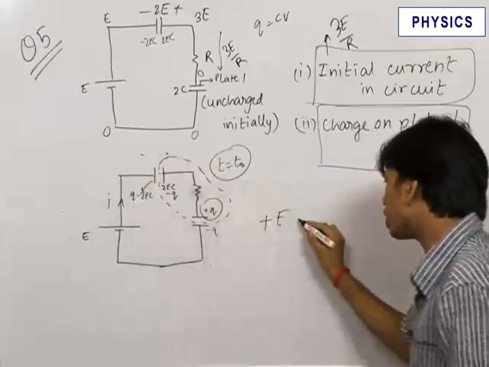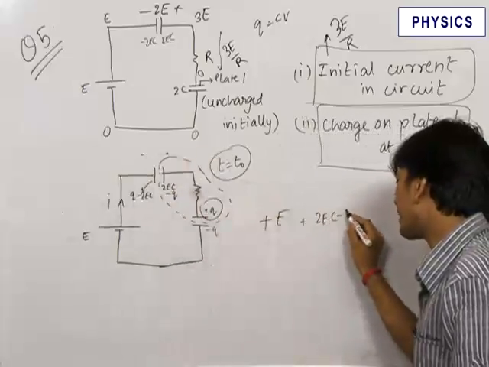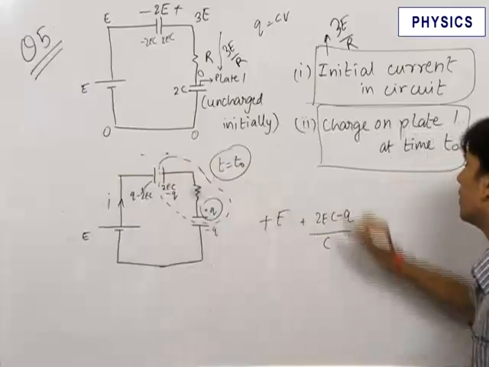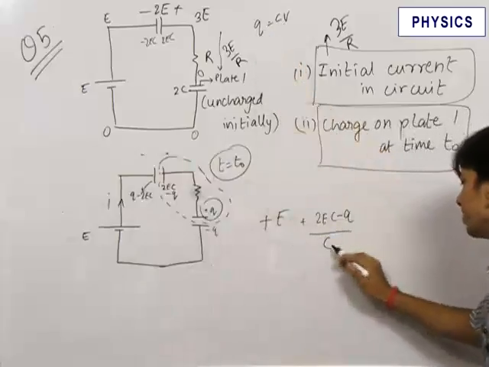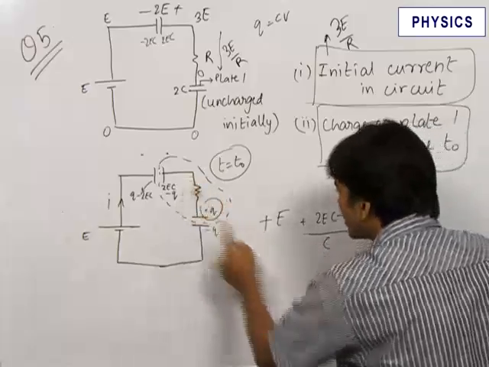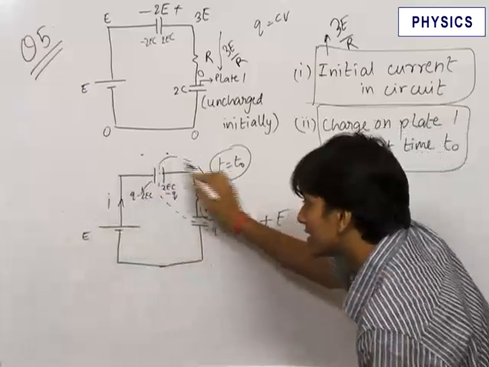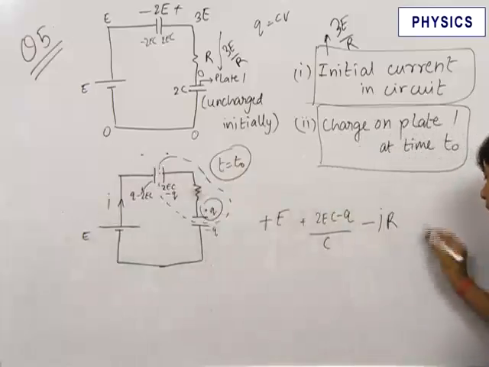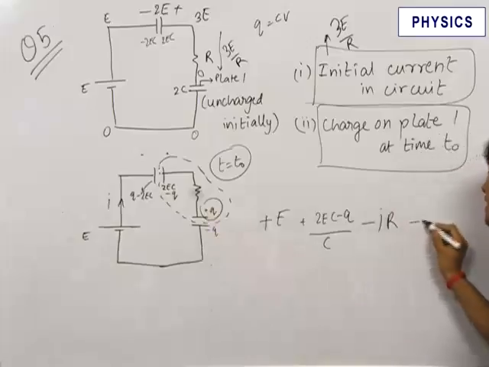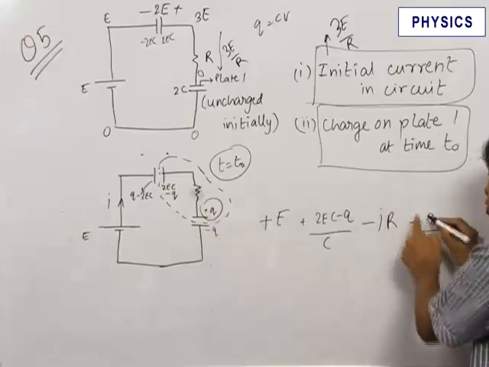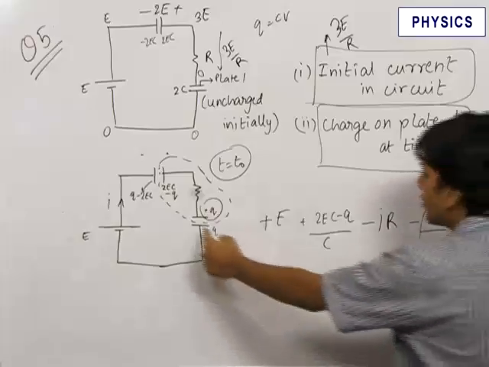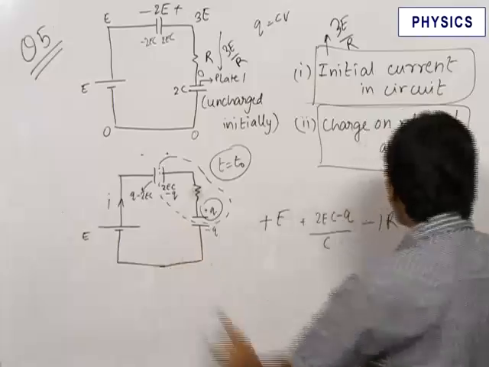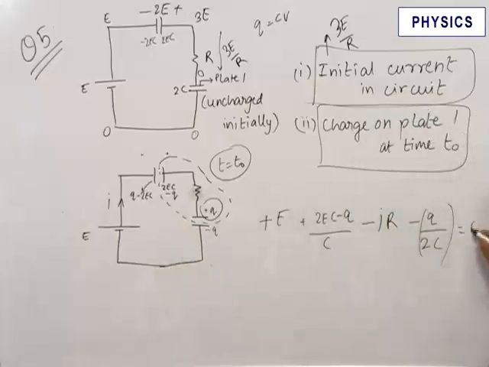There is again a potential increase of (2EC minus Q) upon C, because potential drop is equal to Q upon C. On going from here to here, since we have assumed current in this direction, there is a potential drop equal to minus IR, and again there is a potential drop equal to minus Q upon 2C. This minus sign is for potential drop. The magnitude is Q upon 2C because the capacitance of this capacitor was 2C. Therefore this will equate to 0 by Kirchhoff voltage law.